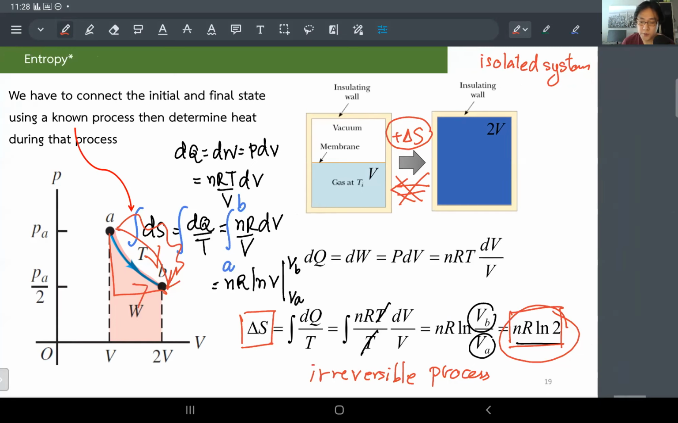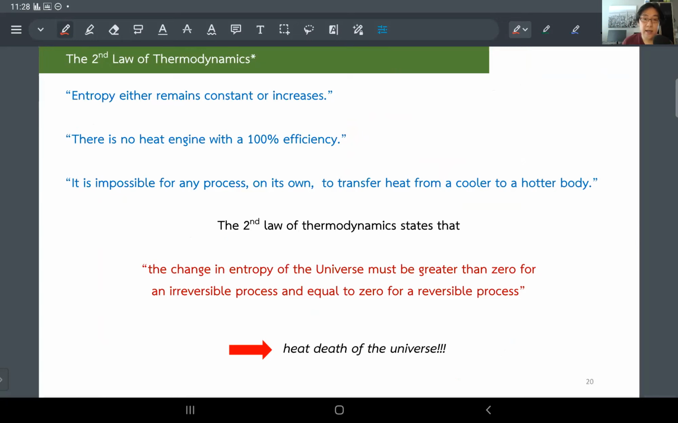Okay, so that means the best that you can do is entropy is either constant. That means delta S is 0, or delta S is supposed to be greater than 0. That's it. For an isolated system, no way will you be able to get a negative entropy change. This is crazy stuff, guys. It's supposed to be mind-blowing.